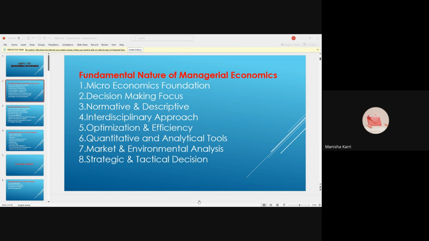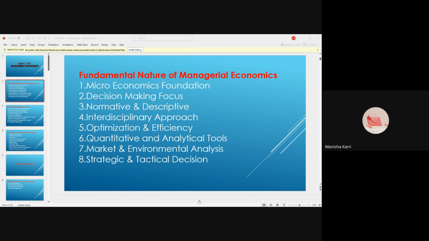Next one is market and environmental analysis. What does this mean? Generally, it involves analyzing the external business environment, including market structures, competitive dynamics, and regulatory frameworks, to understand their impact on organizational decisions. This is market and environmental analysis.